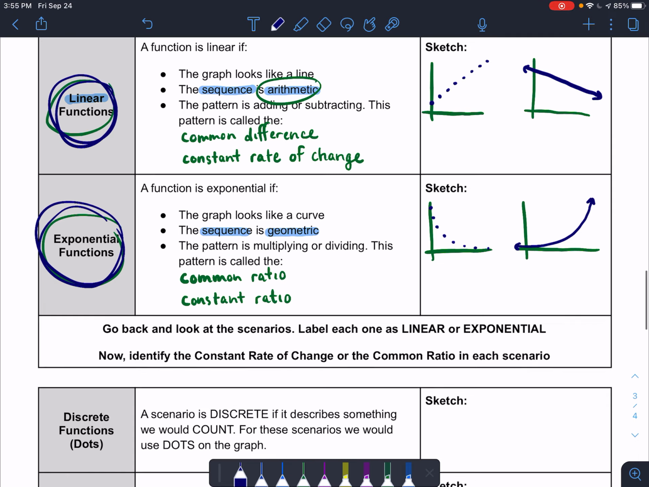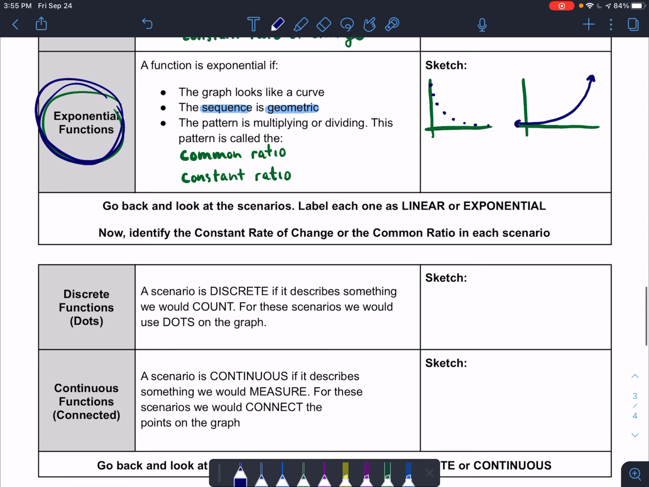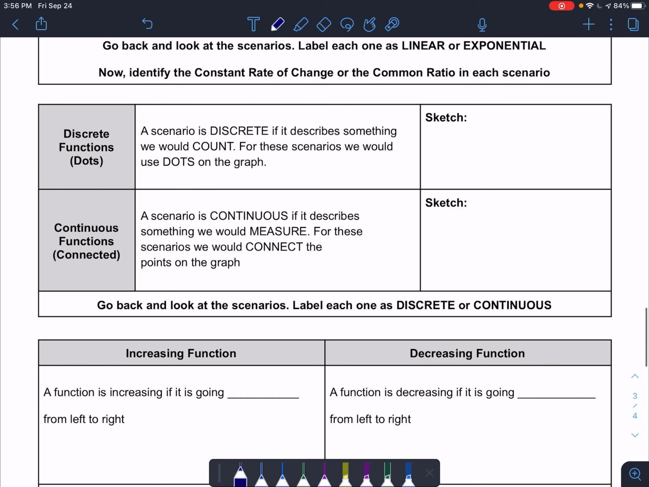I'm not going to go back and look through the scenarios. That's something you can do on your own time. But again, what should you be looking for? You should be looking for if the points appear to be in a line shape or a curve shape, because that would go with linear or exponential. Now, our next couple of vocabulary words here: discrete functions and continuous functions. Everything we did in Unit 1, we just kind of used dots. And you know what? I'll be honest. I'm going to use the word points.